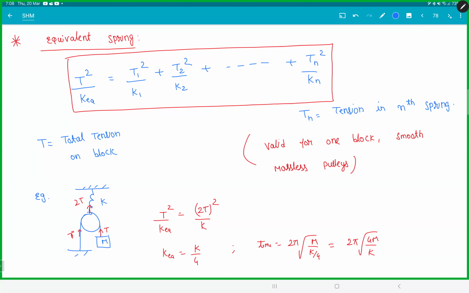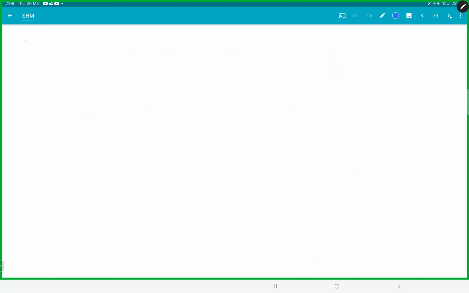Tension on the block is T. I use T only, na? 2T is the tension on the spring. On the left hand side, T squared by K equivalent, right? Clear? Got the example? Let's see a few questions on this. I think then you'll get used to the formula better.